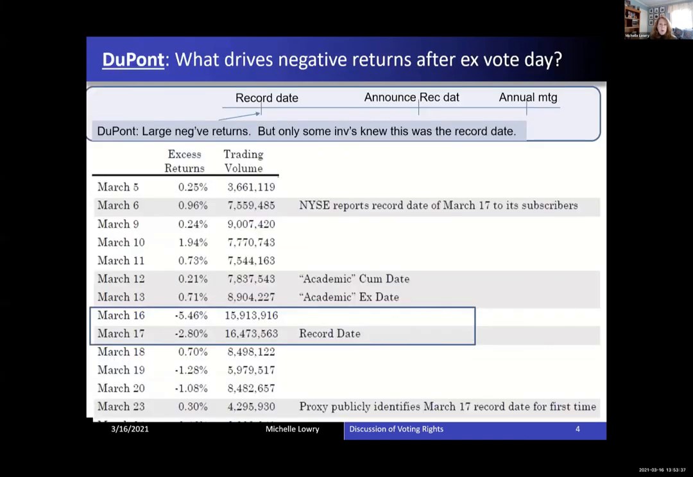I'm going to start with the DuPont case. So let's look at those negative returns. The paper shows, and as Slava talked about, we have these large negative returns around the record date, even though only some investors knew this was the record date. And maybe that's because the NYSE reported it ahead of time. But another thing to look at is whether there was any other information around this same period of time. So the large negative returns are on March 16th and 17th.